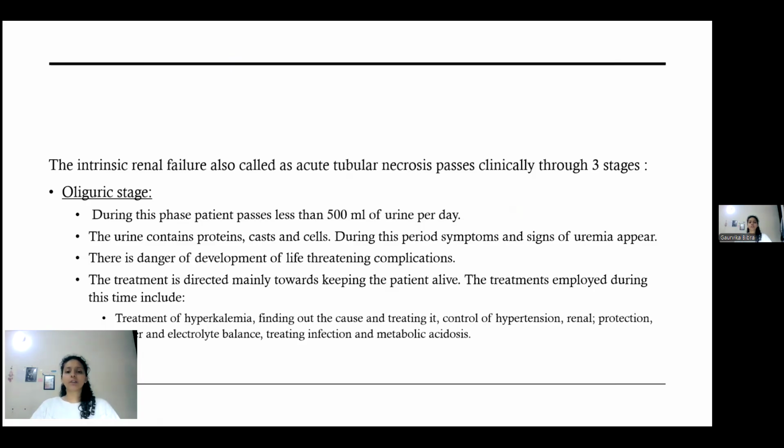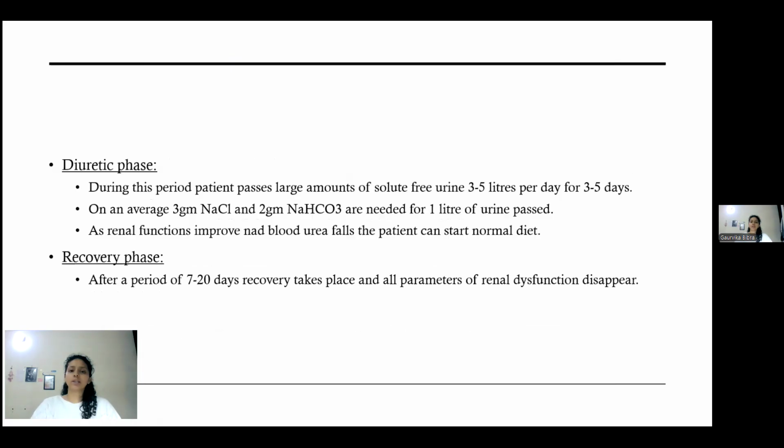There is danger of development of life-threatening complications, and the treatment is directed mainly towards keeping the patient alive, which includes treatment of hyperkalemia, finding out the cause and treating it, control of hypertension, renal protection, water and electrolyte balance, treating infection, and metabolic acidosis.